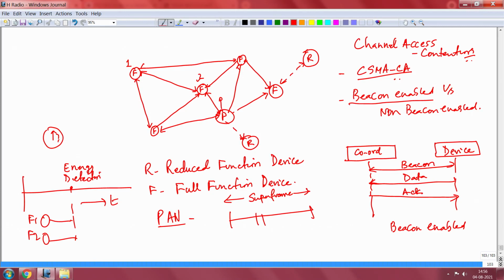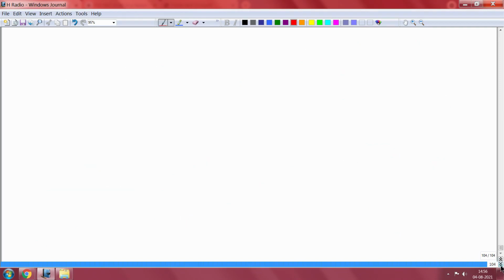All these things can be examined very carefully from the standard, and the standard will essentially tell you something nice about how you can use this protocol in a very effective manner. All right. So, let us move on. There are other nice things about this protocol which you may want to use, that is related to addressing.